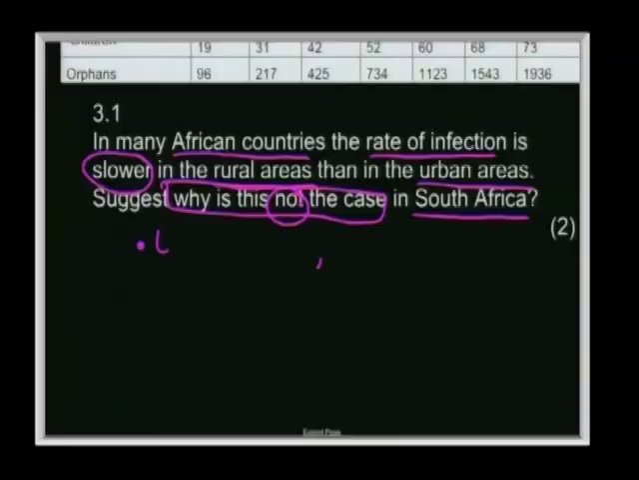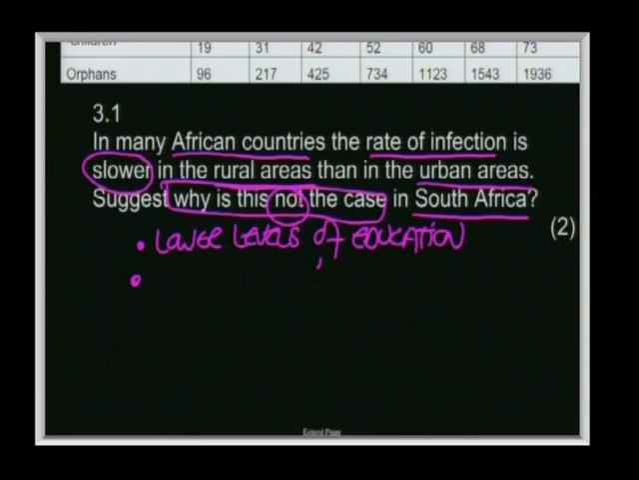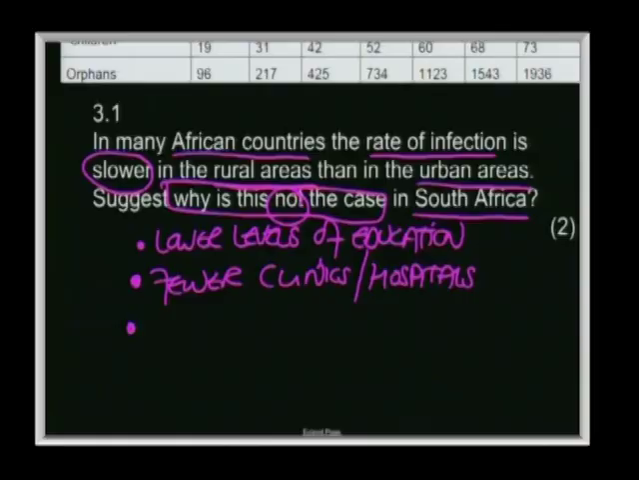We could say that in our rural areas, there are lower levels of education. We could say that there are fewer clinics or hospitals that are available for treatment. Some of our rural areas are quite far flung as well, so the medication may be difficult to get to the rural areas. And here, when we talk about the medication, we use ARV, antiretrovirals.